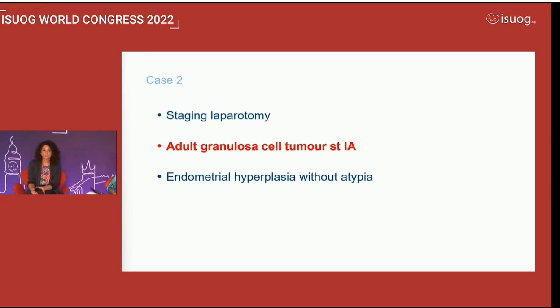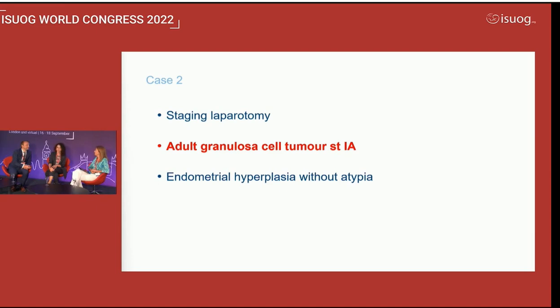It was just solid, vascularized. But I didn't think about granulosa. So indeed, I didn't ask for inhibin B in that case, but it was an adult granulosa in stage 1A. Very, very small. So you could see something in the ovary. You could delineate this solid lesion. It appeared like something stromal, but not so straightforward for granulosa.